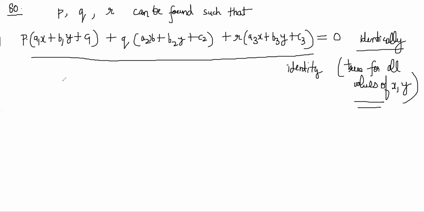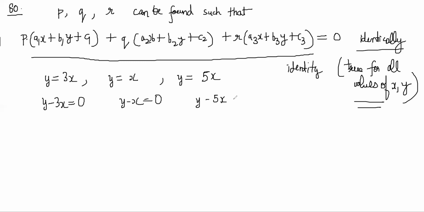Basically you should be able to find, for example, y is equal to 3x, y is equal to x, and y is equal to 5x. I've chosen these three lines in such a way that they are all passing through the origin. So I know they are definitely concurrent, and the origin is the point of concurrency. These are my three line equations.